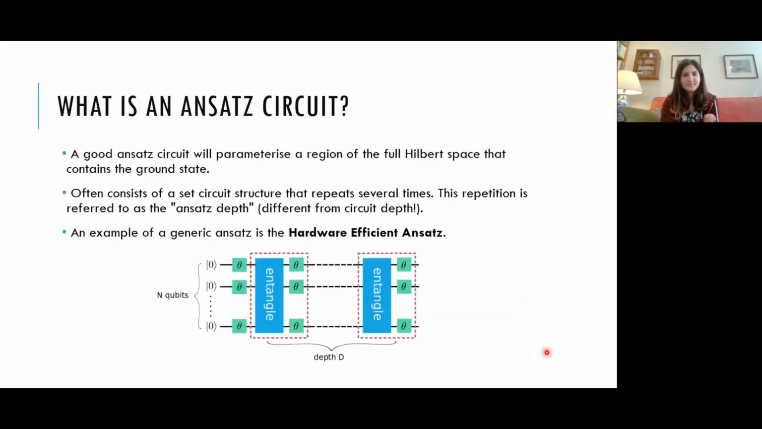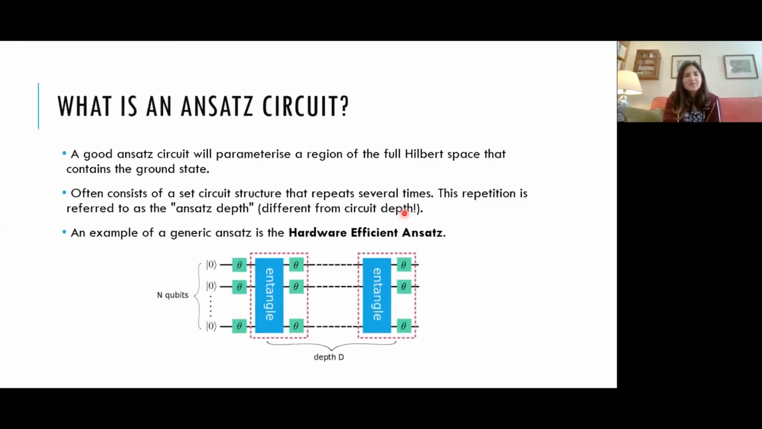Okay. So the next ingredient was the ansatz circuit. Like I said before, a good ansatz circuit will parameterize a region of the full Hilbert space that contains the ground state. Often ansatz circuits consist of a set circuit structure that repeats itself several times. This repetition is referred to as the ansatz depth. This is different from the circuit depth.